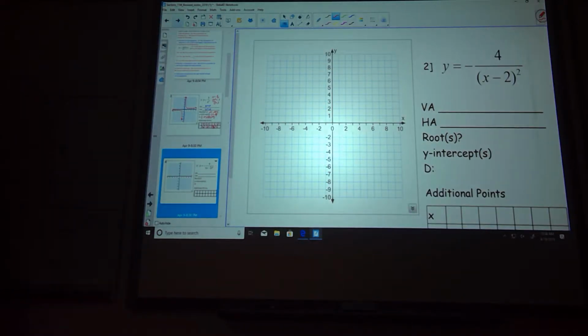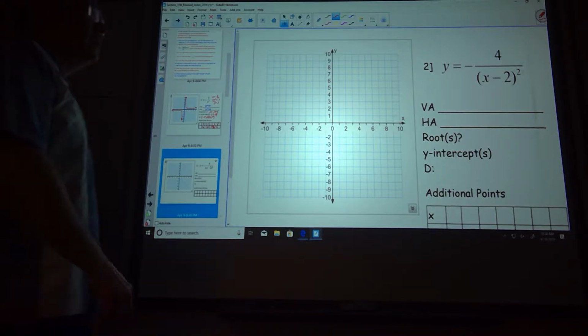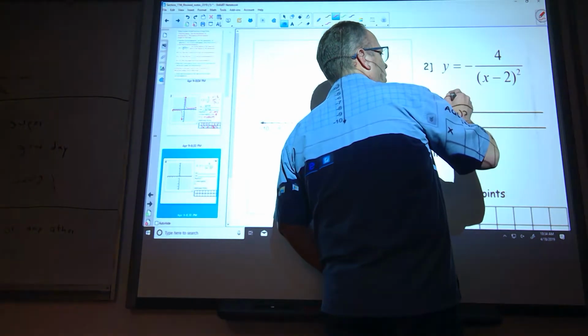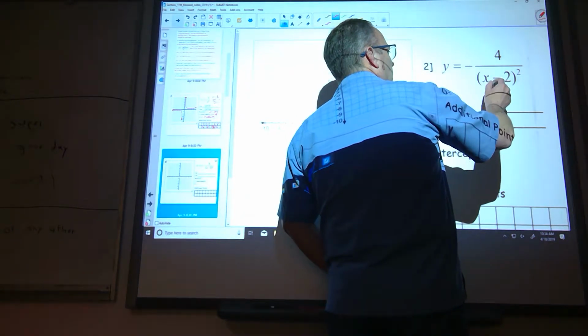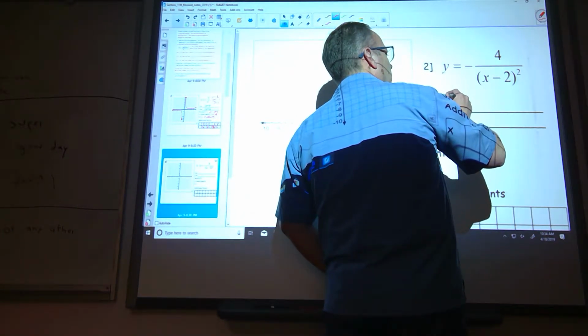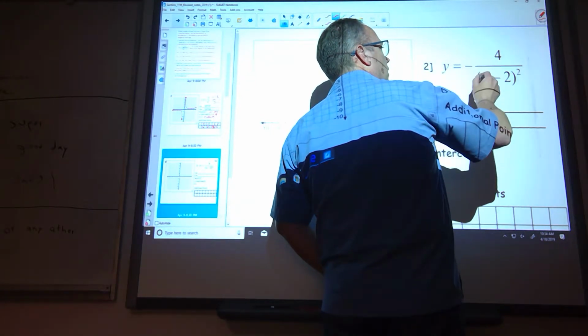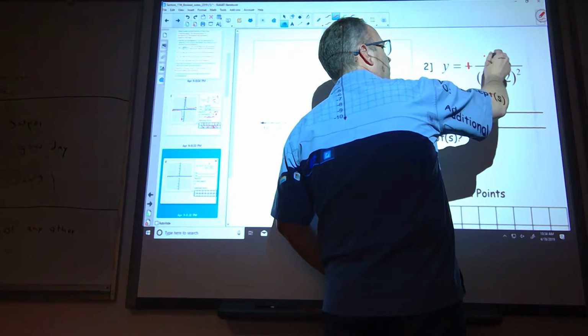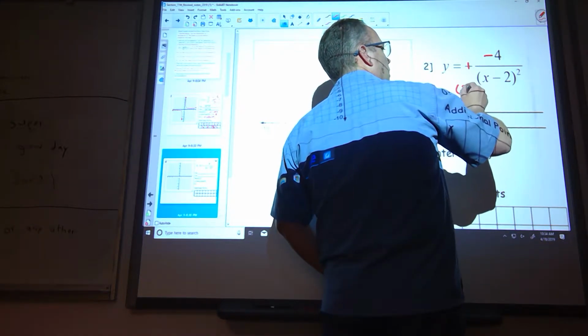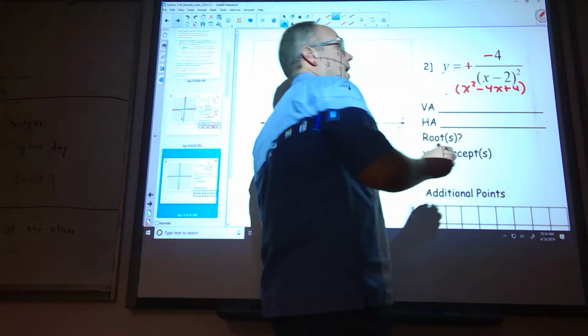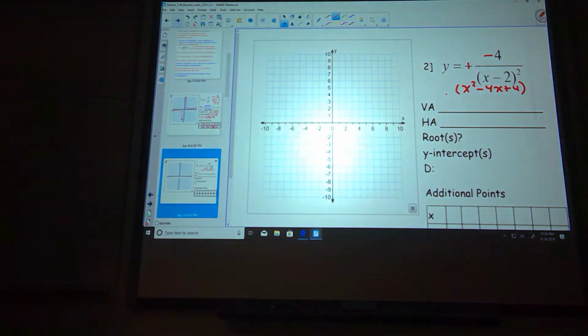All right, and then we get to this one. Now we have a grouped quantity, and then we have this negative sign. So think about our vertical asymptote. Can you just move the negative to make it -4 on top there? Yeah. So is that what the denominator is, if I multiply that out?